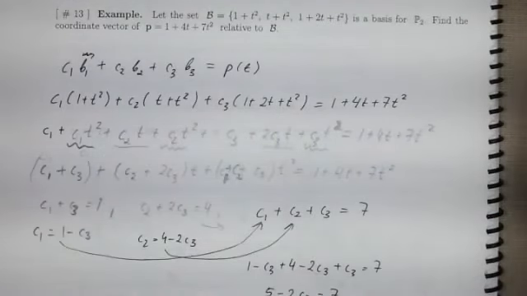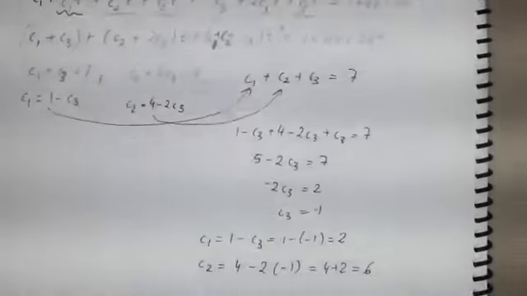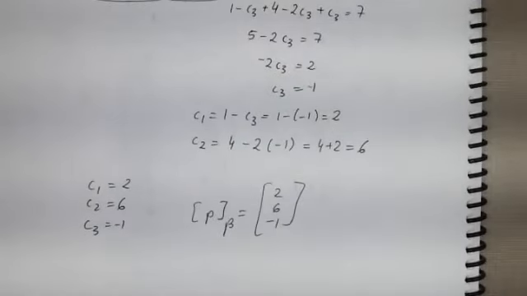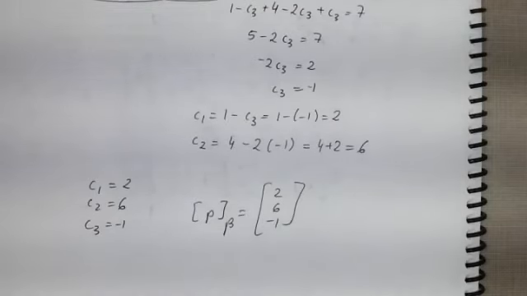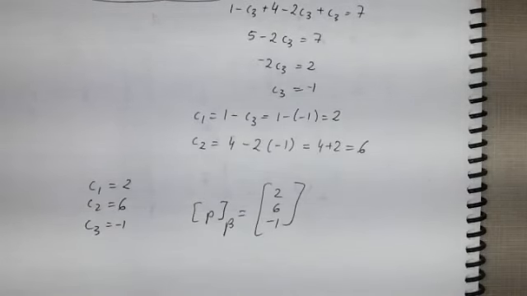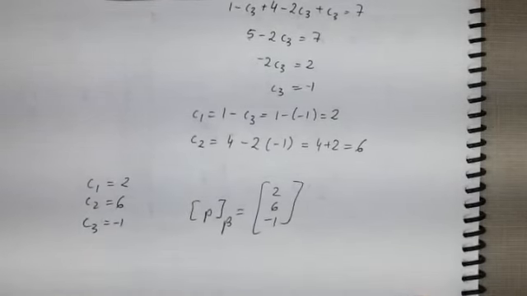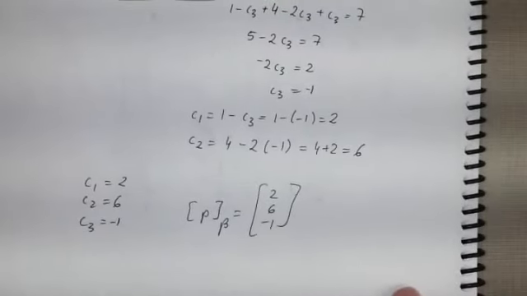Perform the calculations, and you should end up with c1, c2, c3 being 2, 6, and minus 1. So that would be my B coordinates. I would recommend you pause the video and perform the calculations. Check with the notes.